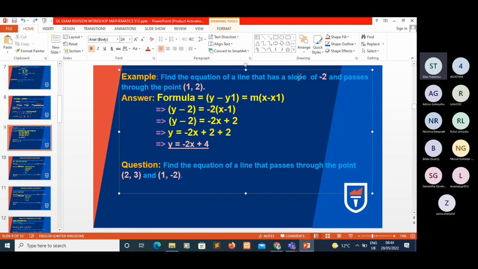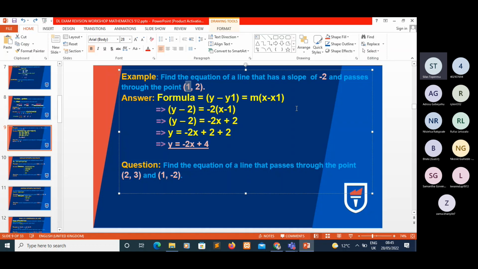In your equation, I'm already given a slope, and the slope is minus 2. But what is x1? For x1, you simply extract the x value from the point that you are given, which is 1. So what is your y1? Your y1 is the y value from the point that you are given, which is 2. So you substitute y1 with 2, m with the slope you are given, which is minus 2, and x1 with 1, and then start solving to get the equation of that line.